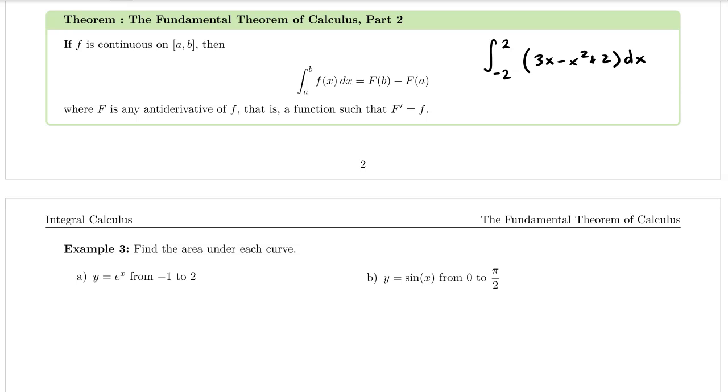Example 3 says find the area under each curve. So for part A, we have the function or the curve y equals e to the x power, and we want to find the area between -1 and +2. So just a quick refresher, if you forgot, the graph of e to the x is an exponential function, and it looks something like that. And so what we're doing is between -1 and +2, we are trying to find the area underneath this curve.